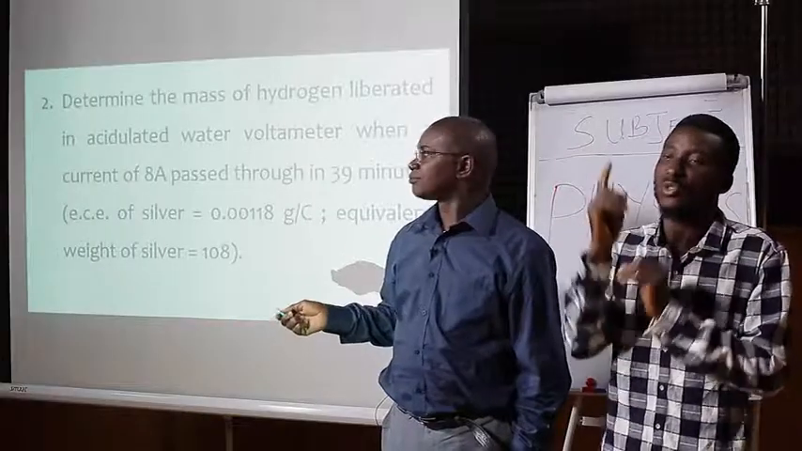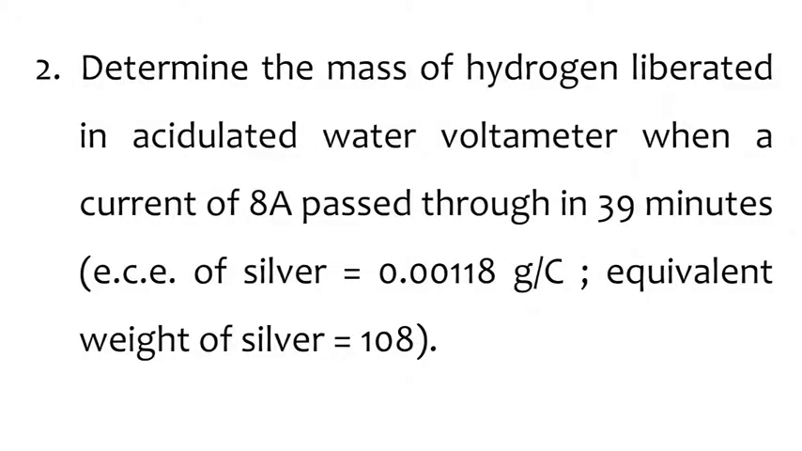Question 2. Determine the mass of hydrogen liberated in an acidulated water voltameter when a current of 8 ampere passes through it in 39 minutes. Electrochemical equivalent of silver, that is ECE of silver, is equal to 0.00118 gram per coulomb. And the equivalent weight of silver is equal to 108.